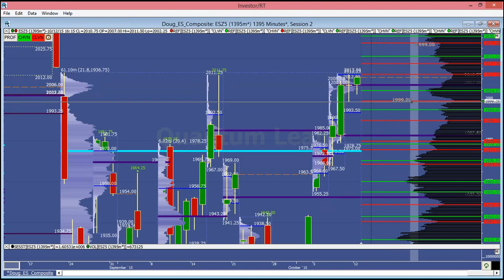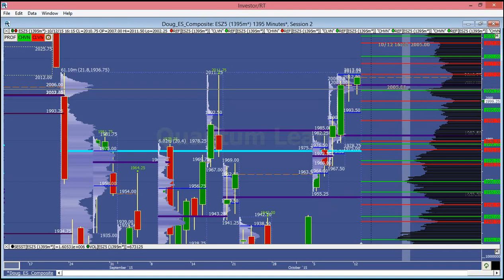this 1999 area is going to be an important area to define whether or not we stay above and come back up inside of range and inside of value and get a rotation back up into the 07. The gap is up here all the way at 2010.75.